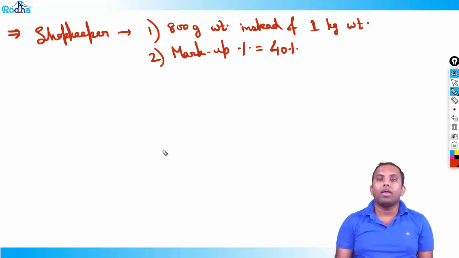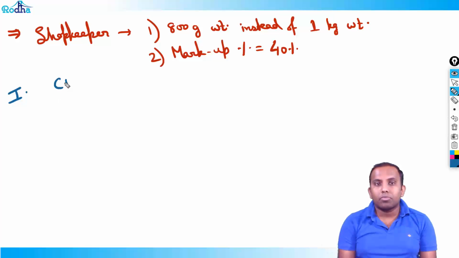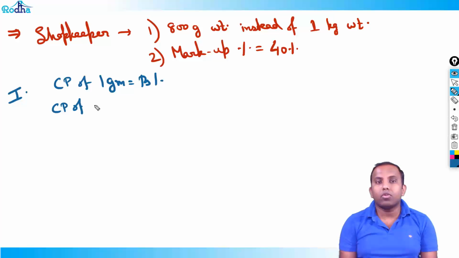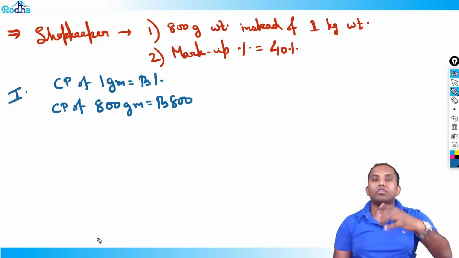That means now what happens? This is a case where first we again solve by the first method. What is the first method here? If he's using an 800 gram weight instead of a 1 kg weight, again let the cost price of 1 gram be 1 rupee. What is the cost price of what he's selling to the customer? 800 grams. So the cost price of 800 gram is rupees 800. He's selling goods worth rupees 800 to the customer.